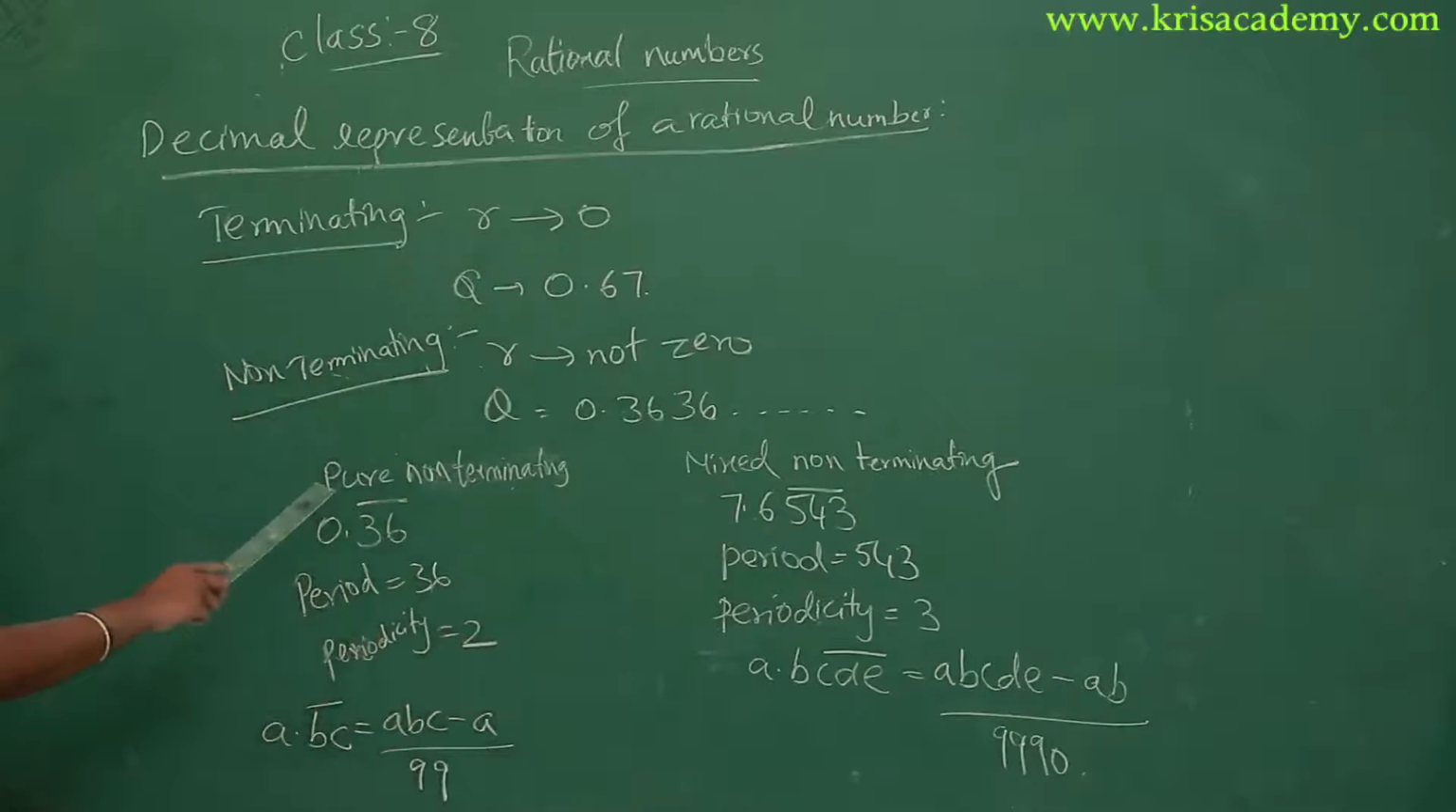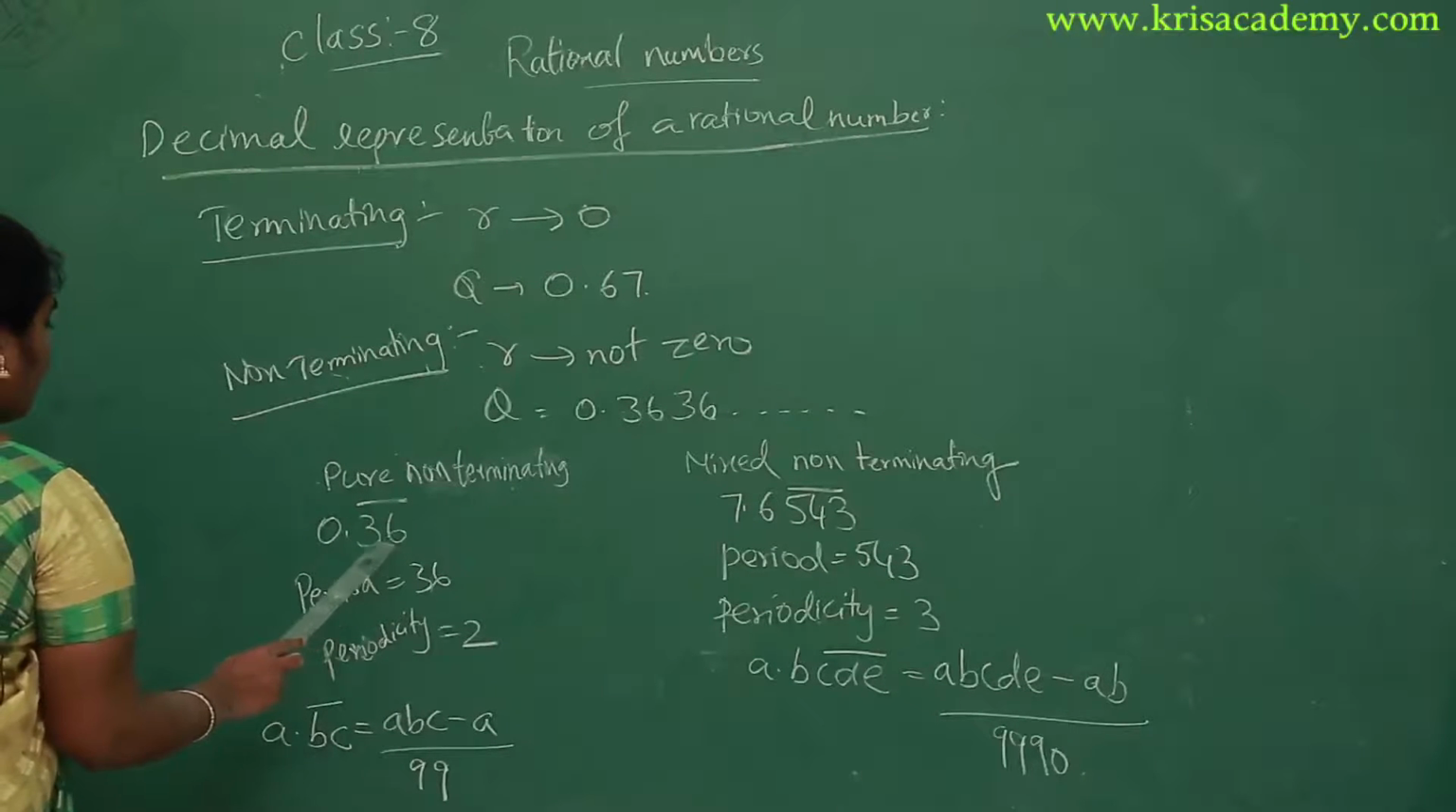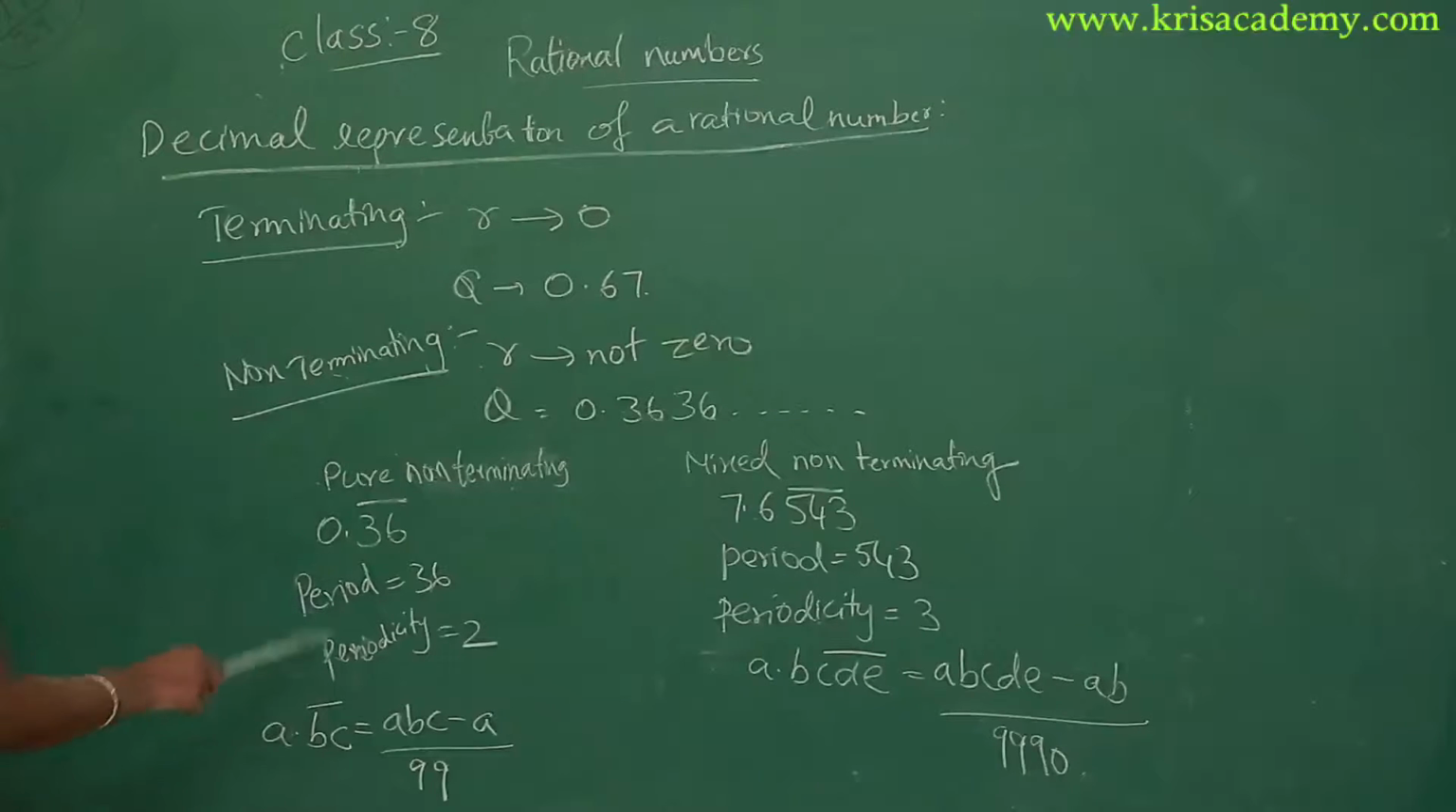Now for pure non-terminating, we have A dot BC bar. We have taken here 0.36 bar. So 0 indicates A, 3 is B, 6 is C. If our decimals prolong, the alphabets also we have to prolong. A dot BC bar is equal to ABC minus, before the decimal point, what value is there? A, that we have to subtract, divided by 99. Under the bar, as many values as there are, that many 9s we have to write. Here under the bar there are 2 values, so we write two 9s. This is the formula for pure non-terminating.